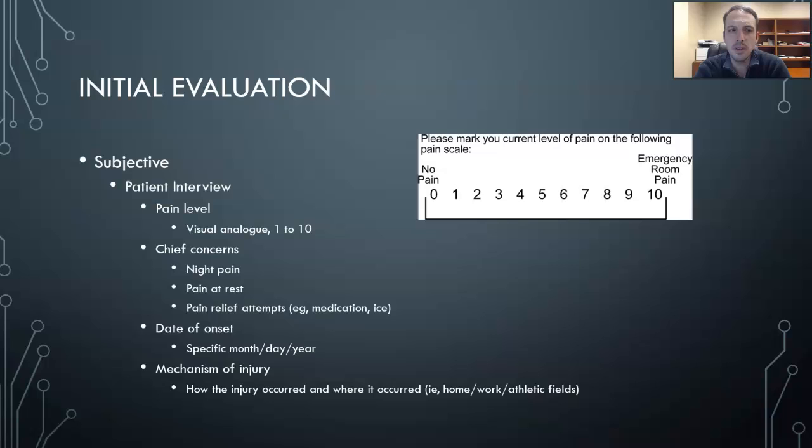The subjective portion, you need to know what goes into the subjective portion, all these sorts of things: pain level, chief concerns, date of onset. You always have to have a date of onset in a specific month, day, and year format. If they can't remember specifically, you can do some rounding and help, but you always need this, and this is specific for insurance sort of things, or even for athletic aspects for liability. If the date of onset is before the coverage or before they became an athlete at your institution, you may not be responsible for the bill.